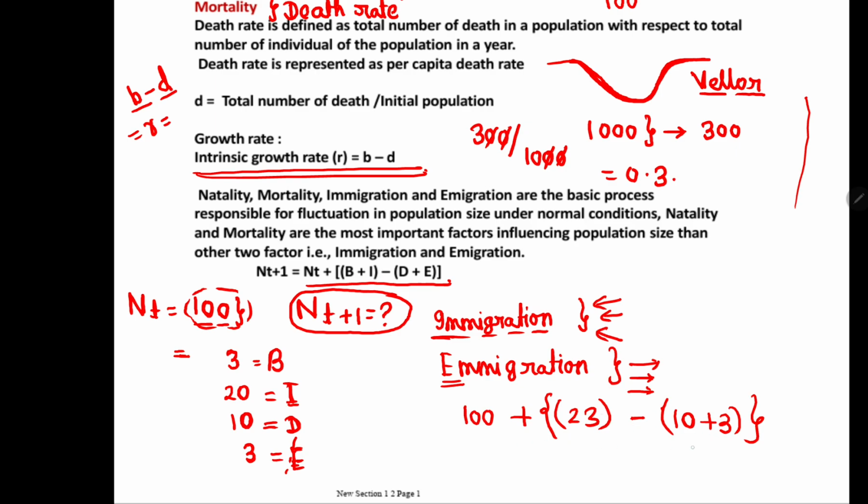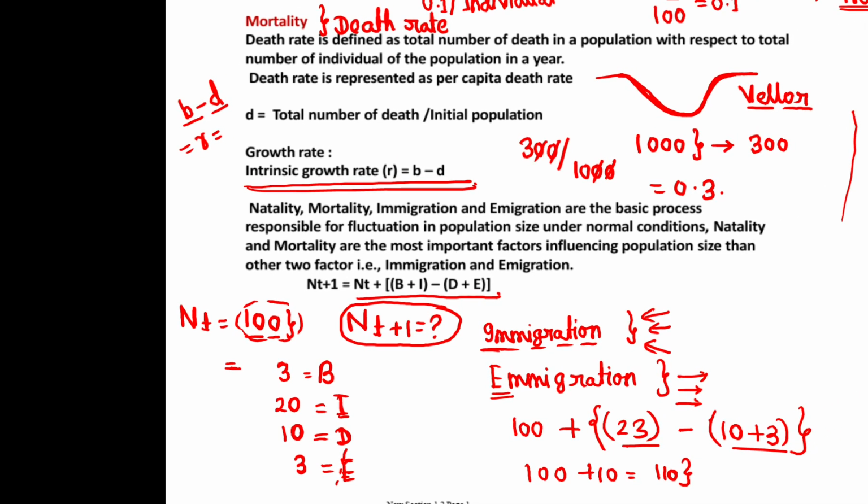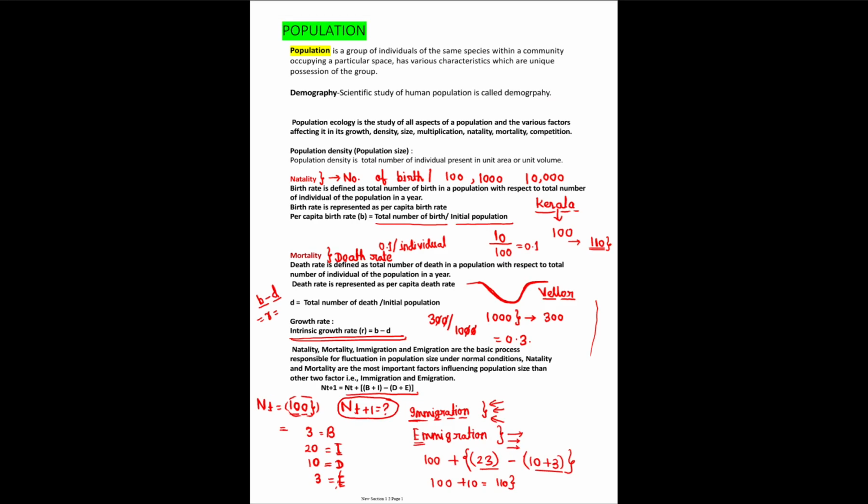So how much is remaining? Total 10, isn't it? 100 plus 10, the population became 110. After 1 year, that area's population became 110. I hope this point is clear to you all. Okay, fine. So this is how we calculate the number of individuals in the population.